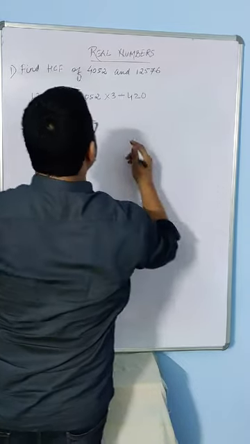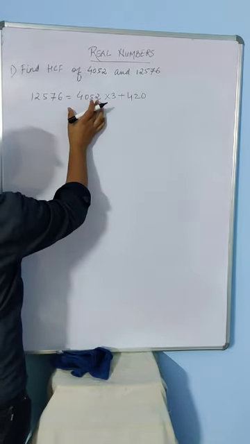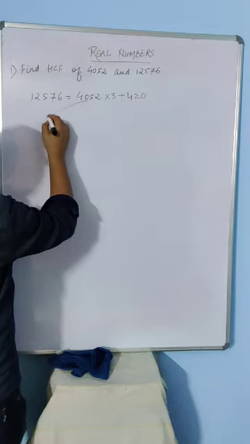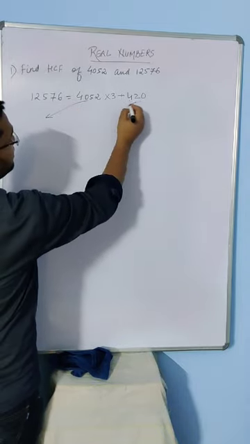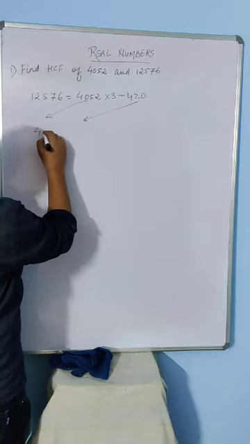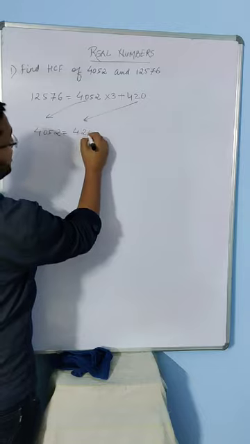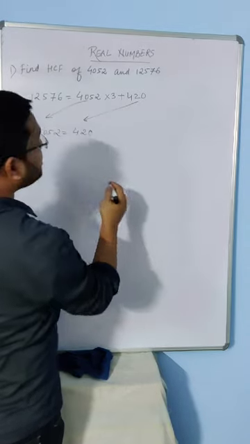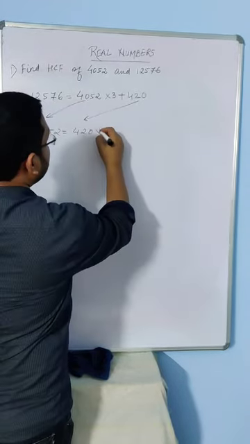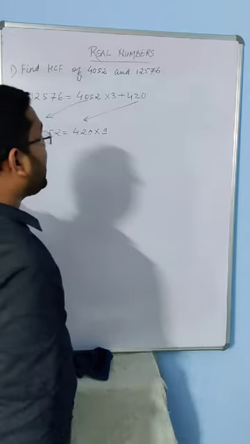Are we done with this? Now, as you remember, the divisor at the first step becomes the dividend for the second, and the remainder at the first step becomes the divisor for the second. So the dividend becomes 4052 and the divisor becomes 420, and it goes 9 times. So you have 4052 is equal to 420 into 9.